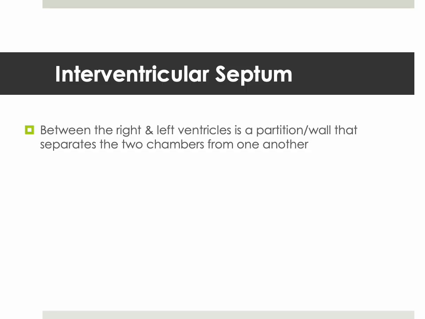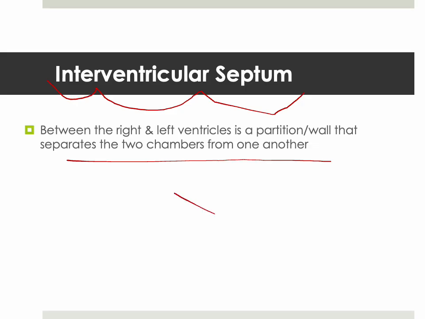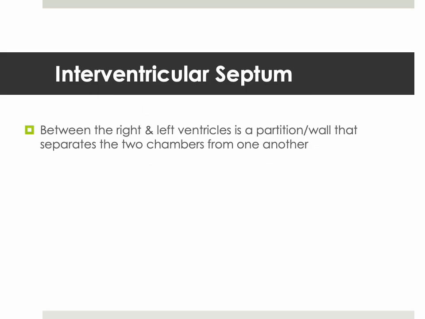As I said before, we have a wall also dividing these two. So we have an inter, meaning in between, ventricular, so in between the ventricles, septum, meaning a wall. So it's a wall between the ventricles, right? That's what it is. Some babies are also born with some defects where that septum is not fully closed, so there's mixing of blood. And as I said, we don't want that in a living human being.